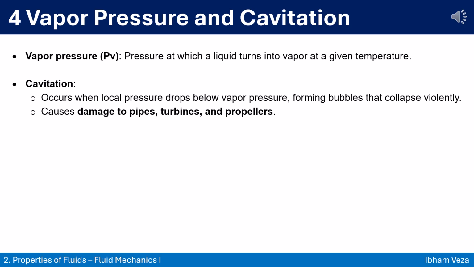4. Explain the hidden dangers clearly. Let's talk about 2 terms that can quietly destroy machines: vapor pressure and cavitation. Vapor pressure is simple. It's the point where a liquid wants to become vapor. But here's the danger. When pressure in a pipe or pump drops below this vapor pressure, bubbles form, and when they collapse, they release intense energy.